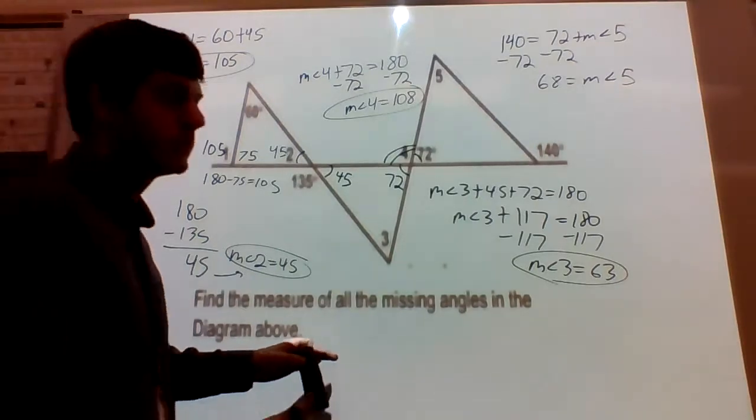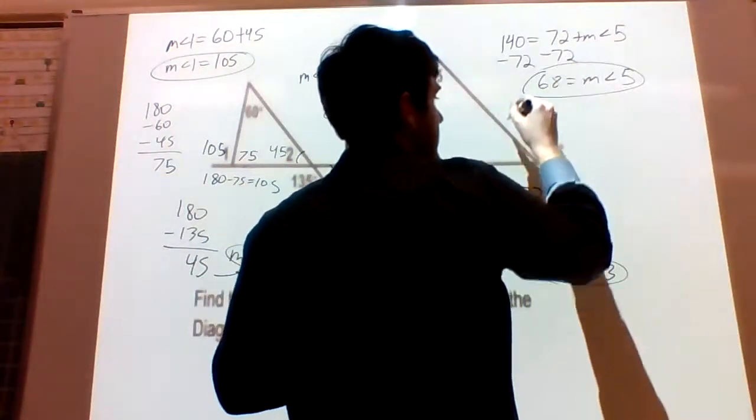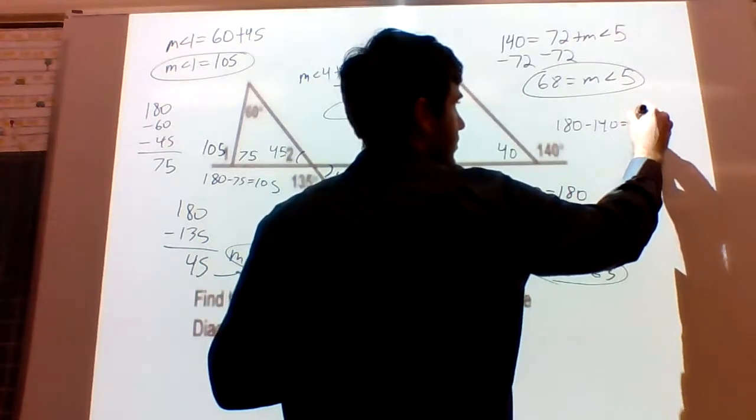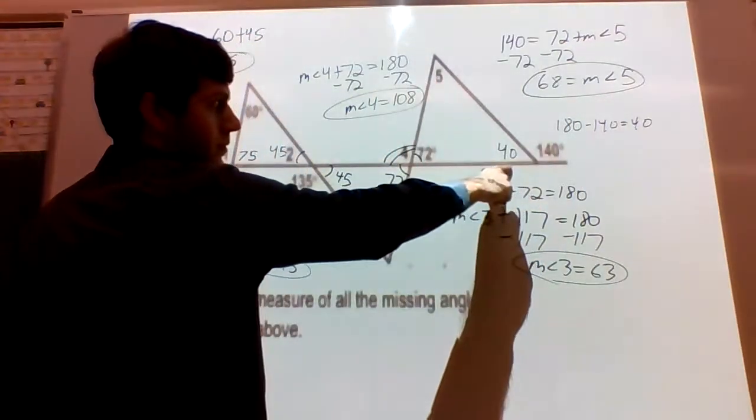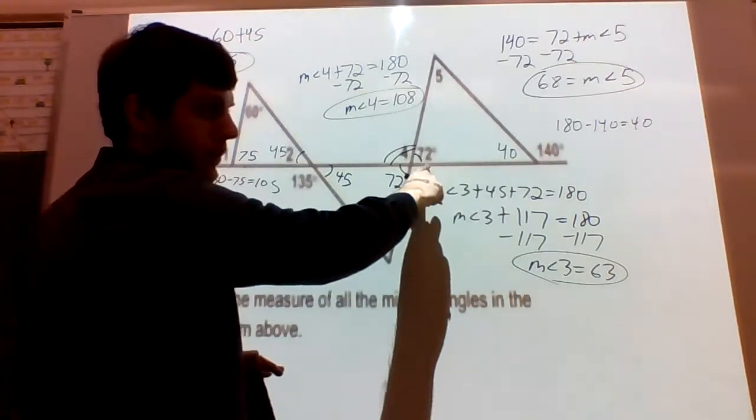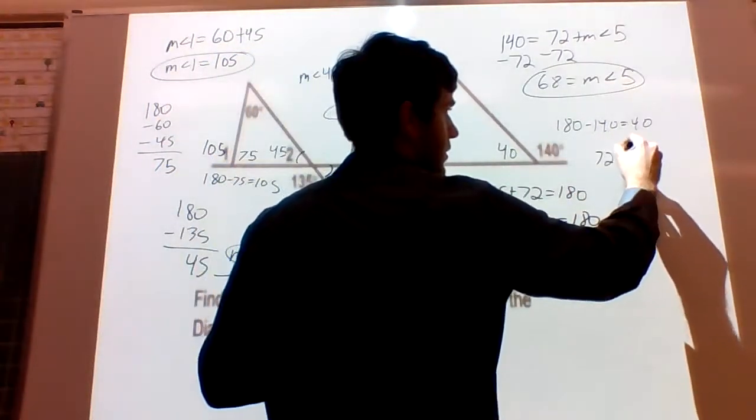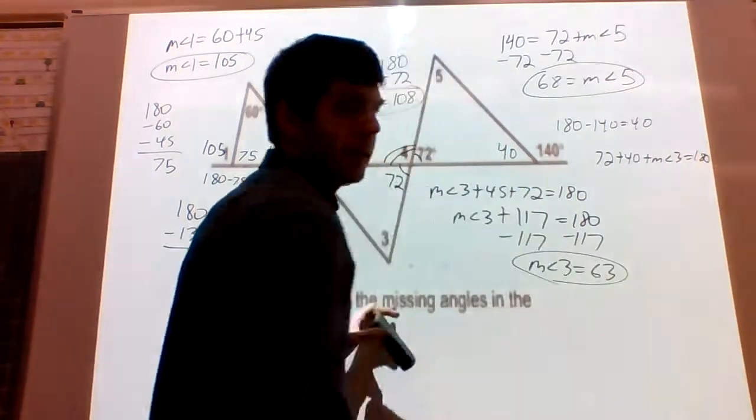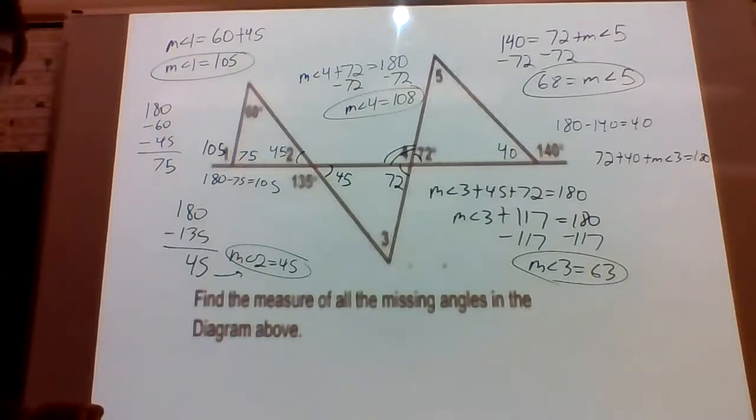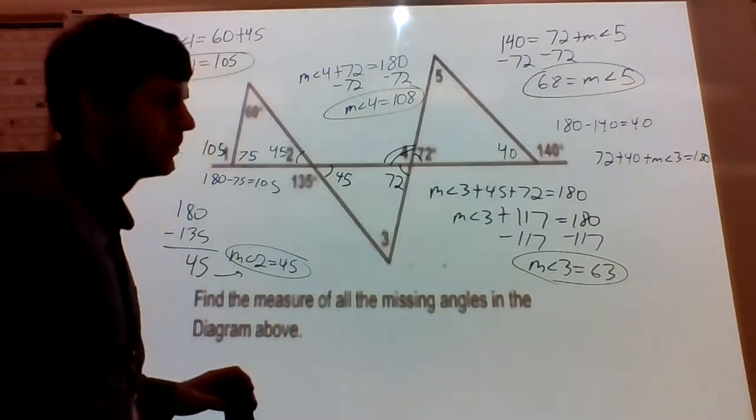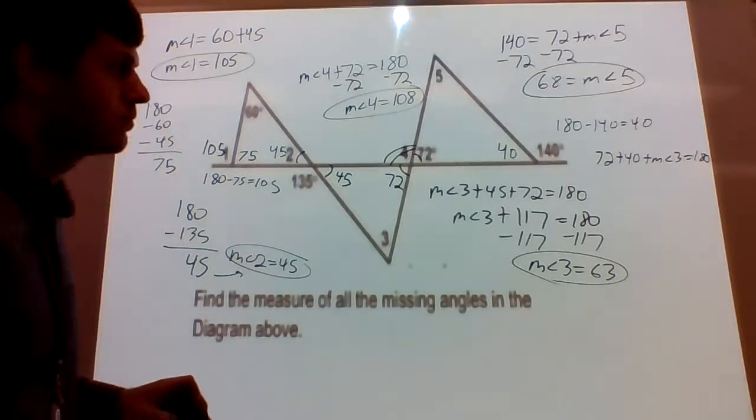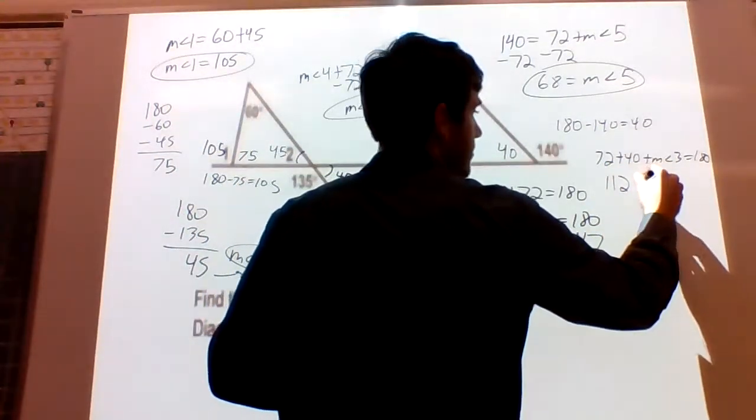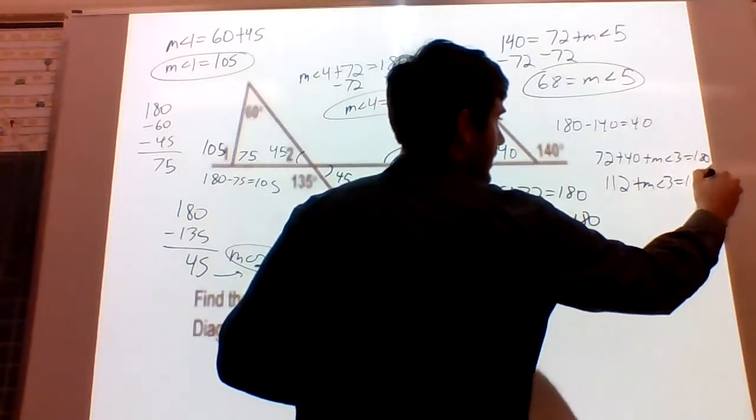The other way we could have done it was linear pair. 180 minus 140 equals 40. Okay. 72 plus 40 plus the measure of angle 5 equals 180. And that's going to give us 112 plus the measure of angle 5 is 180.